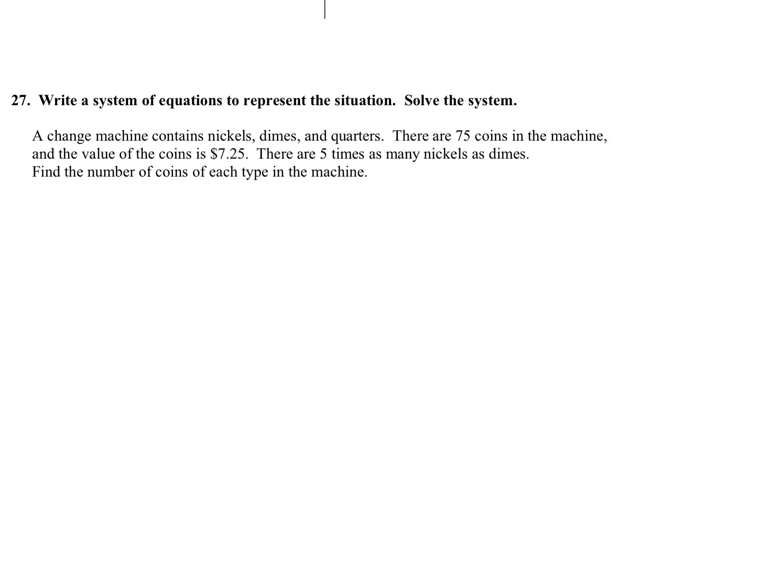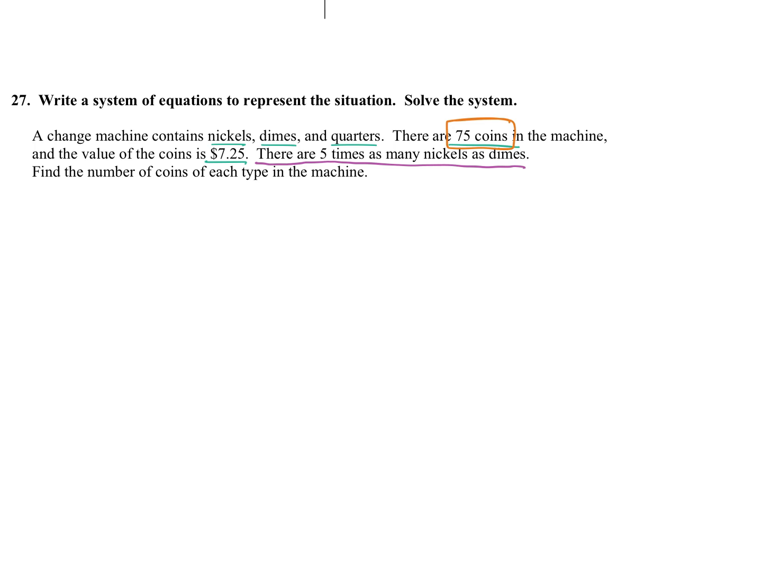So it says a change machine contains nickels, dimes, and quarters. There's 75 coins in the machine, and the value is $7.25. And then there are 5 times as many nickels as dimes. What equation are you going to do for 75 coins? Yeah, Morgan.